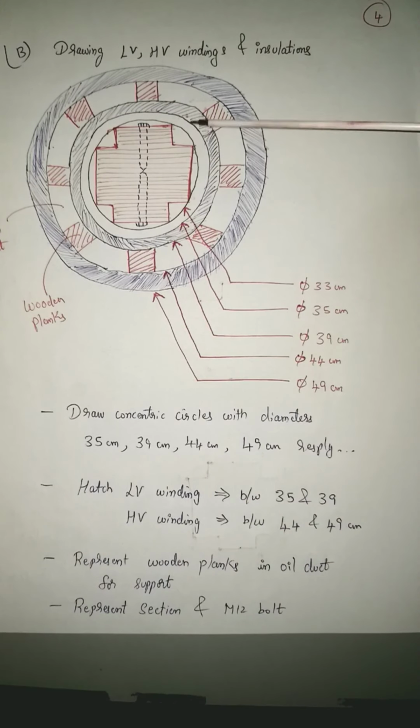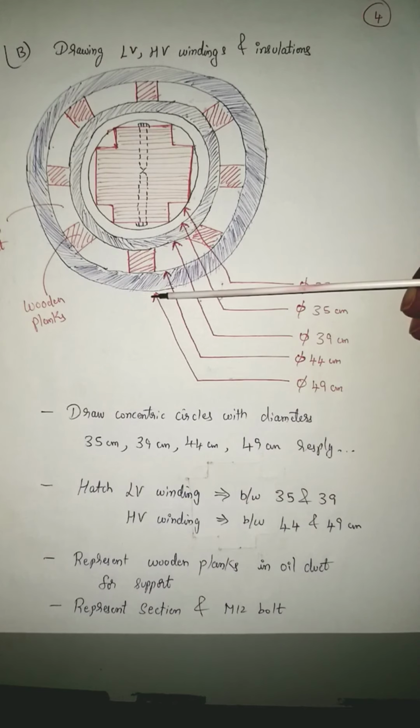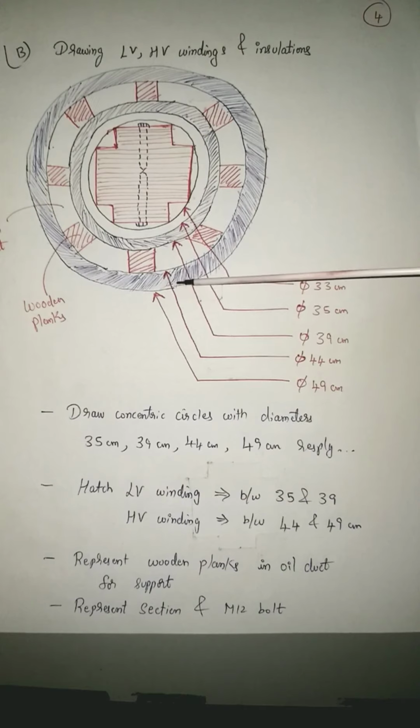So you'll be getting, see, this is the first circle that has already been drawn in the previous slide. This particular circle was 33. Next I draw another circle for 35, then I draw for 39, then 44, then 49. So I've just drawn all the circles. This is the first step that I have done.